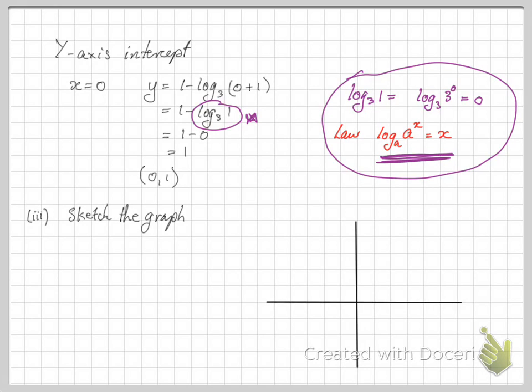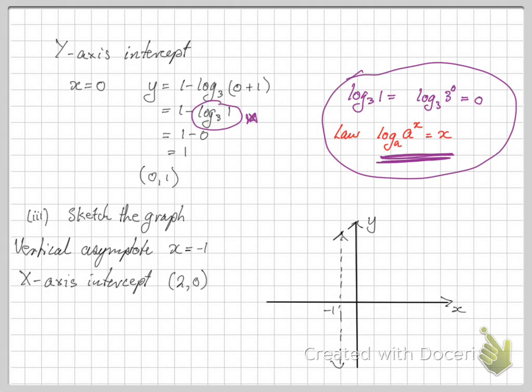Alright, part 3 now, we need to sketch the graph. Got some axes over here. Okay, from part 2 we've got a vertical asymptote at x equals minus 1, so we'll sketch that in. We've got an x-axis intercept at 2, 0, so mark that. We've got a y-axis intercept at 0, 1, mark that on.